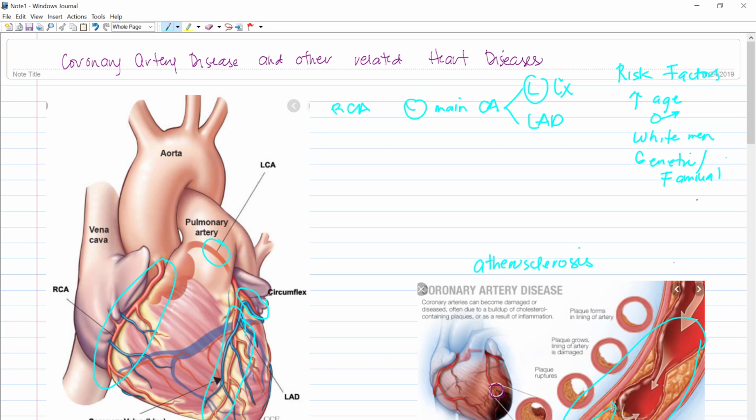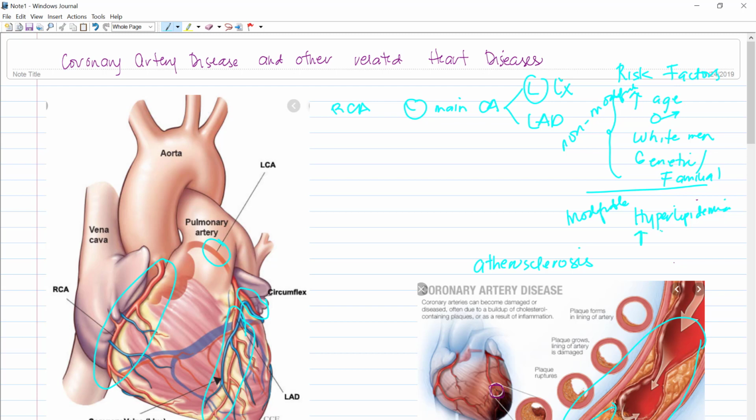Now, the modifiable risk factors. When you say modifiable, it means something we can change, something we can manage. So again, these are non-modifiable, and now let's discuss the modifiable. The modifiable risk factors are hyperlipidemia. That's why in the diagnostic procedure, we have to check the total cholesterol of the patient, triglycerides, LDL, HDL.